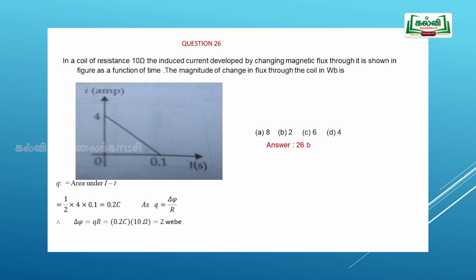Here current versus time immediately should come to your mind. From this graph, what can you find? Charge. The area here should give you, because you know I is equal to dq by dt, right? dq is I dt. So if you want charge, what is it? The area of this. So first of all you find charge. Charge is half into 4 into 0.1, which is 0.2 coulomb. Once you know charge, I told you even in the beginning, list of formulae, very important formula, charge is change in flux by resistance. Here see what is given, resistance is given. You have found out charge, you can easily find out change in flux. So change in flux is Q into R, calculate, 2 Weber.